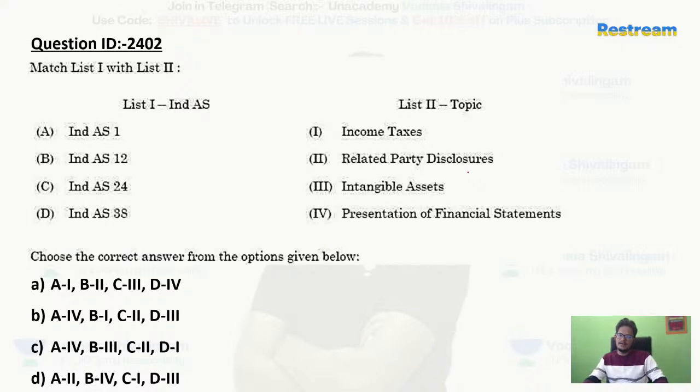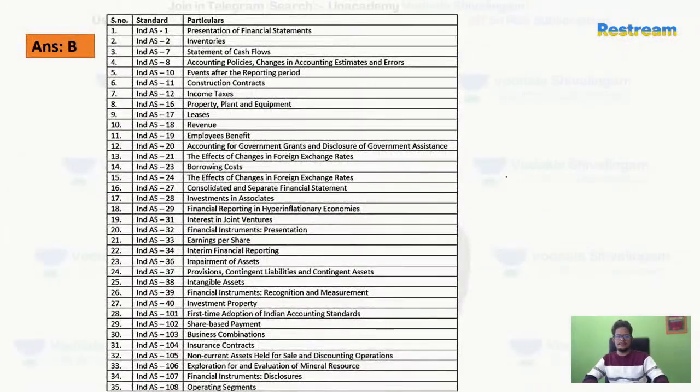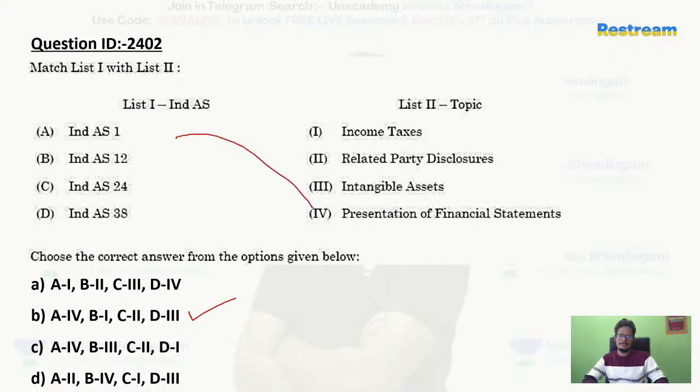Ind AS 1, Ind AS 12, Ind AS 24, 38. 12 will give you the answer and 1 will give you the answer. So the answer is option B. Ind AS 12 is income taxes, 24 is related party disclosures, 38 is intangible assets.